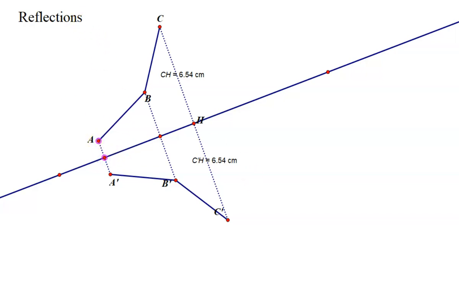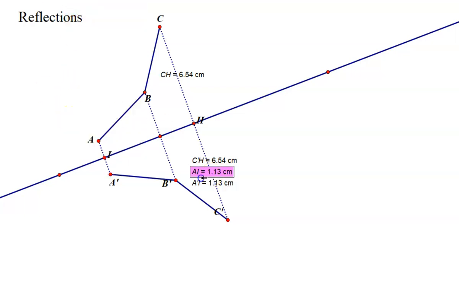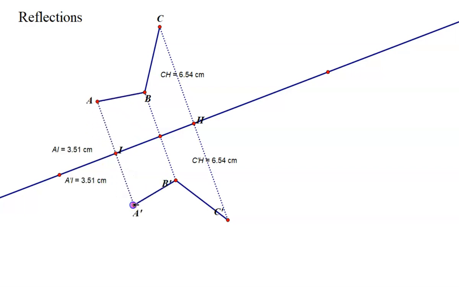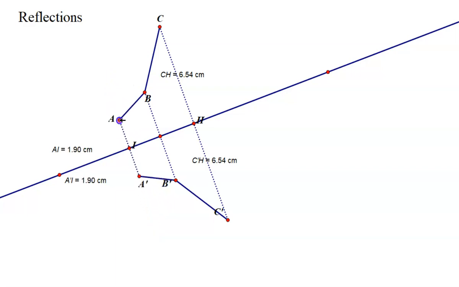However far this is from A to the line, same distance from A prime to the line. A to the line is 1.13 centimeters, and A prime to the line also 1.13 centimeters. That's always true for a reflection. It stays the same distance away from the line, it just flips over onto the other side. Okay? So again, it moves in a path that is perpendicular to the line of reflection, and it will always be the same distance away from the line of reflection, just on the other side.